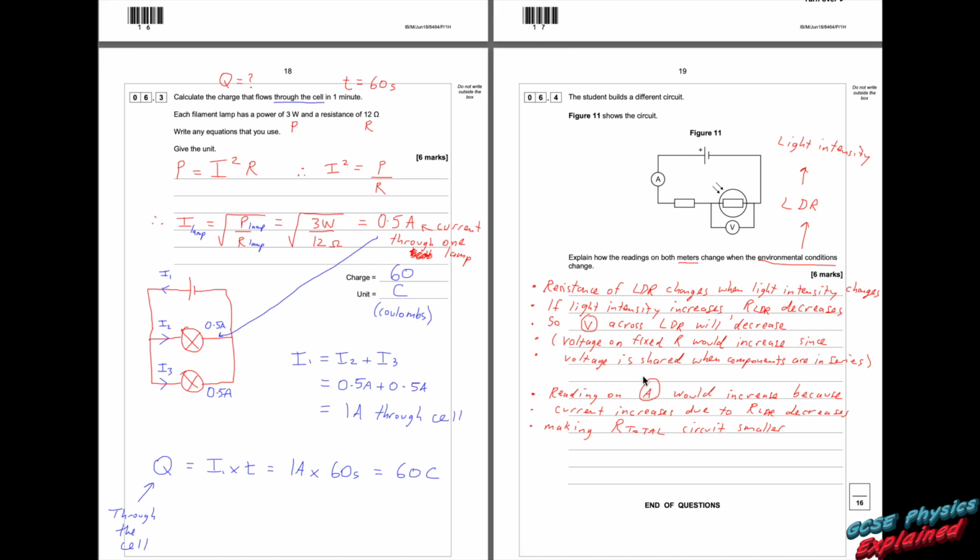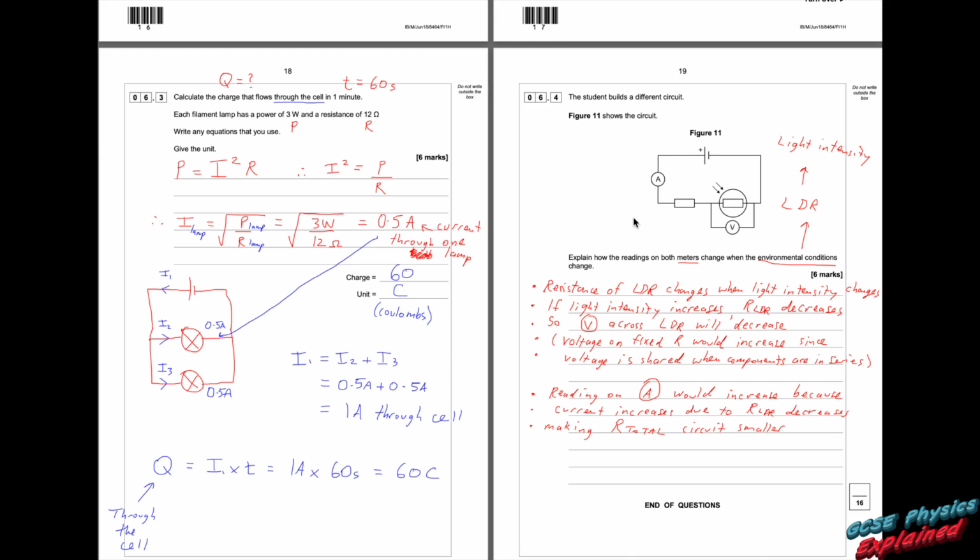Now let's get back on track and talk about the ammeter. So the reading on the ammeter would increase because the current would increase. And that's due to the resistance of the LDR decreasing, which would make the resistance of the total circuit smaller. Yep, so the resistance of this is going to get less. So even though the resistance of that stays the same, because this is less, that means the resistance of the total circuit is going to be less. And if the resistance is smaller, that means it's easier for the current to flow. So that means the current is going to get bigger.